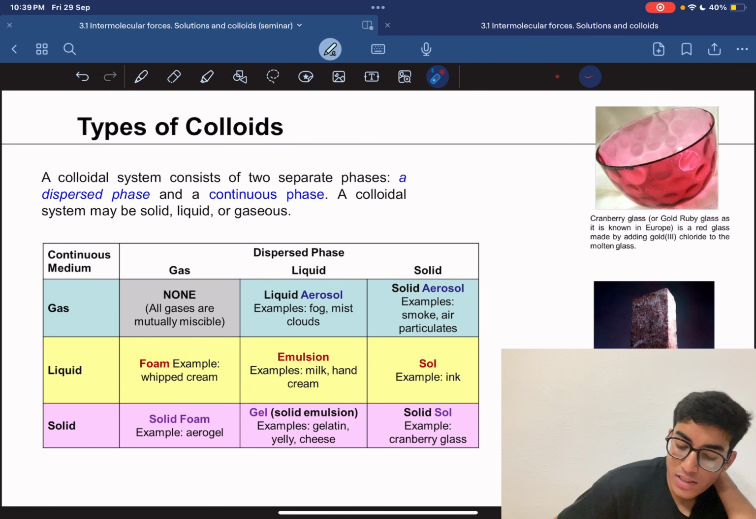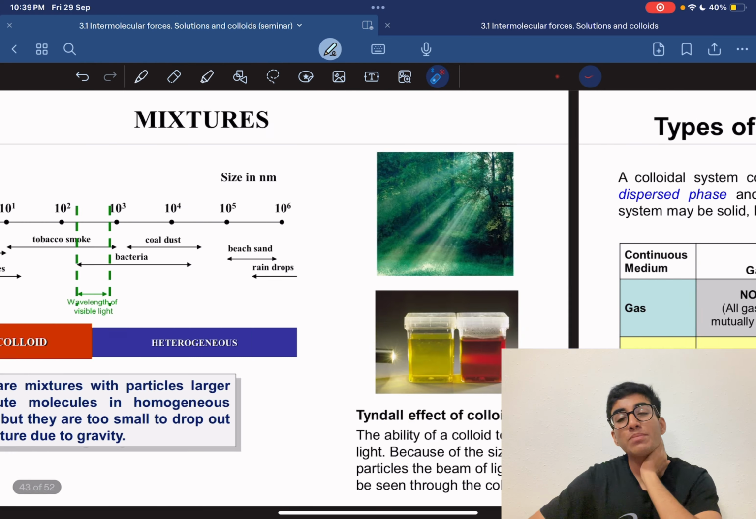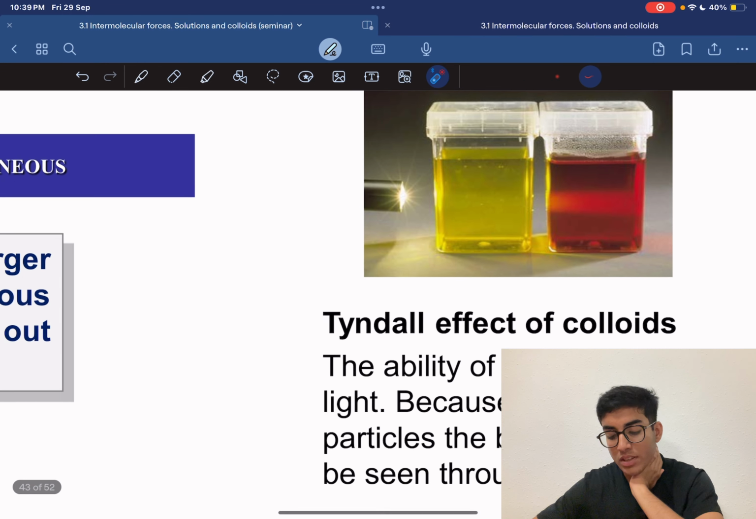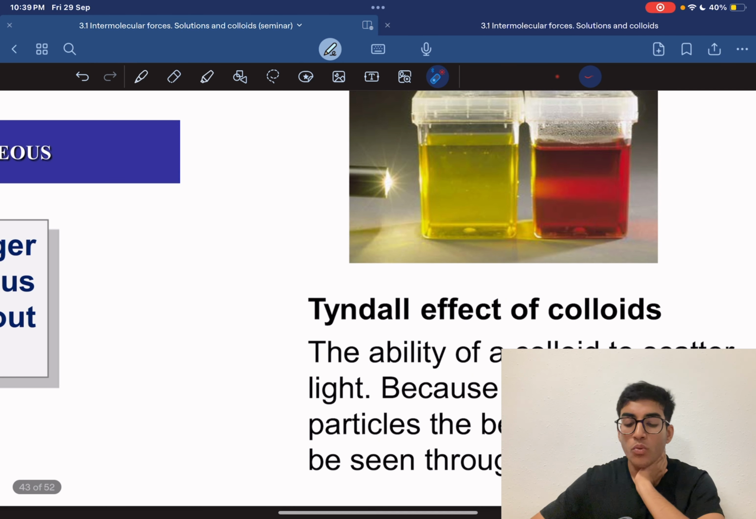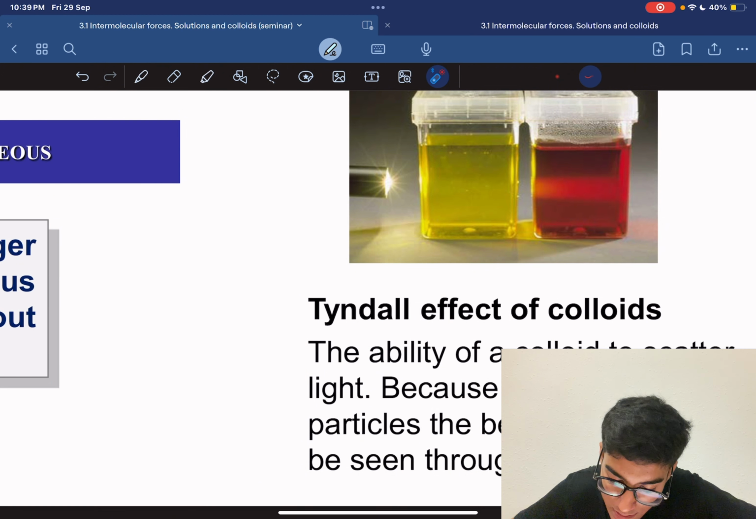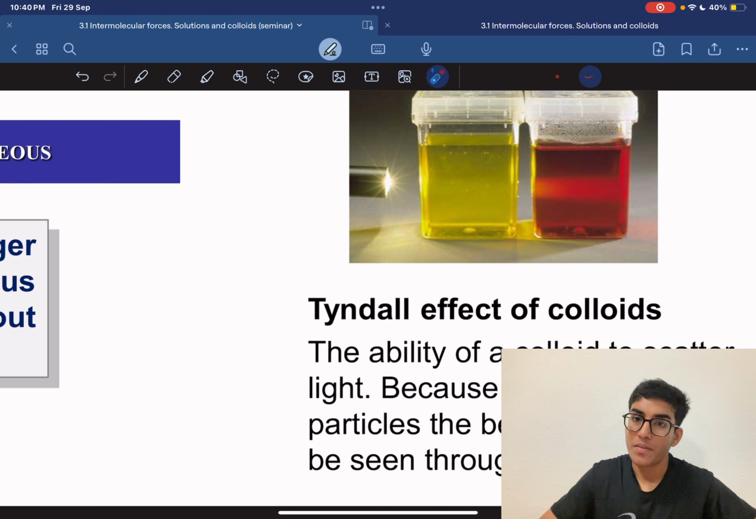Now, a colloid has certain properties. What are the properties that it has? It does something called the Tyndall effect. What is the Tyndall effect? Here, this is a colloid and this isn't. What do you see that's different? You see this ray of light passing through here, but you can't see it over here, but you can see it here. Why?